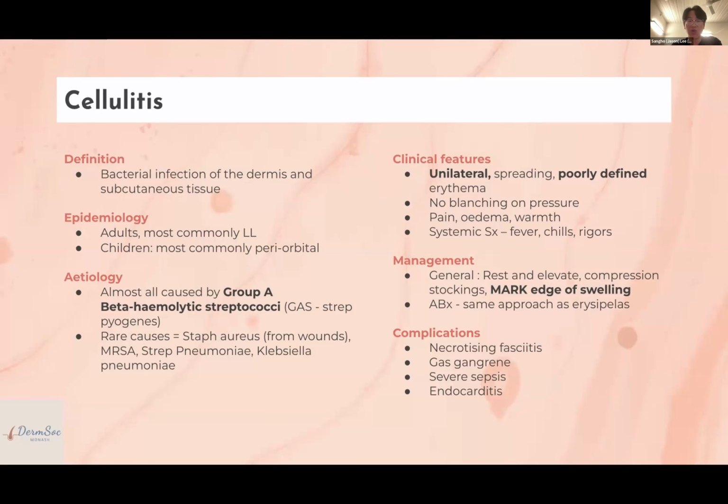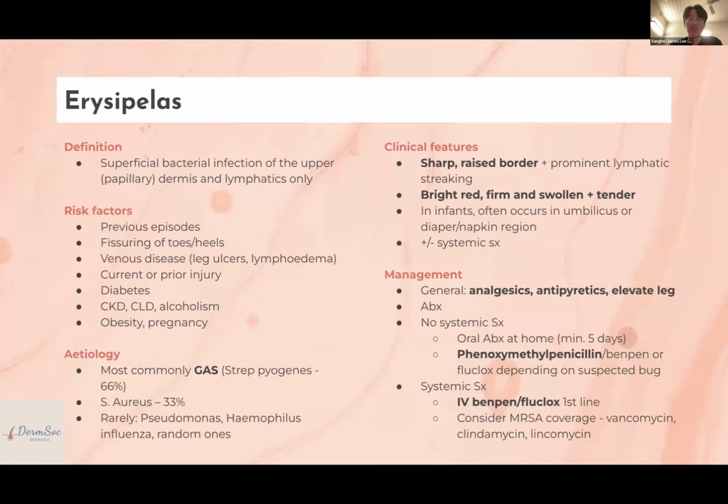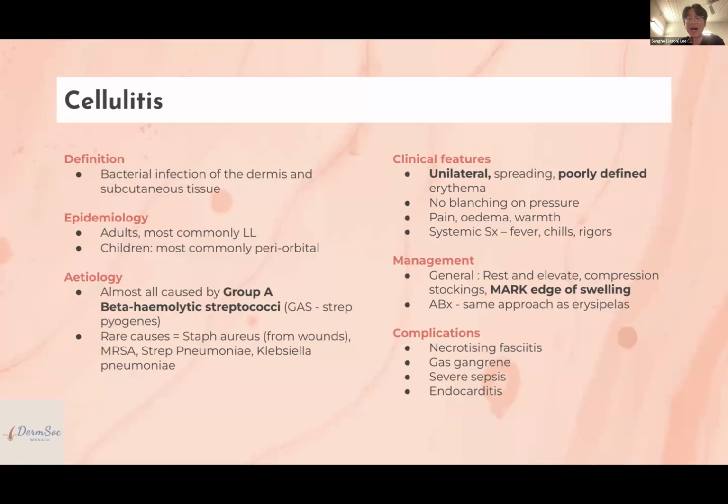With cellulitis or erysipelas, we use antibiotics to treat them. Because they're most commonly caused by strep pyogenes, we want to use your penicillins, can start orally and then go up to IV if the presentation is quite severe. And then your general measures like analgesics, antipyretics, and elevating legs. And for cellulitis, we want to mark the edges of the swelling as well to check the progress and the settling down of the erythema.